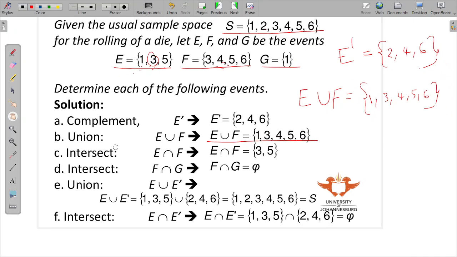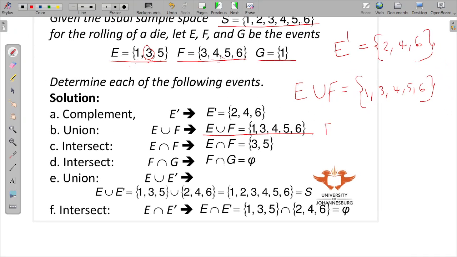Now if you want to find the intersection of E and F, it is everything that is common to both of them, and that is 3 and 5. Sometimes there is no intersection. For example, the intersection of F and G has nothing in common. So that is an empty space. We write it like this, a zero with a cross. That is an empty set. Whenever we don't have an intersection, we have an empty set there.